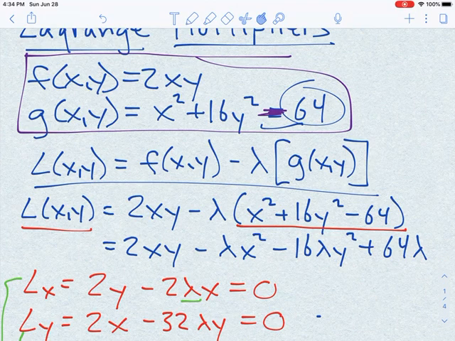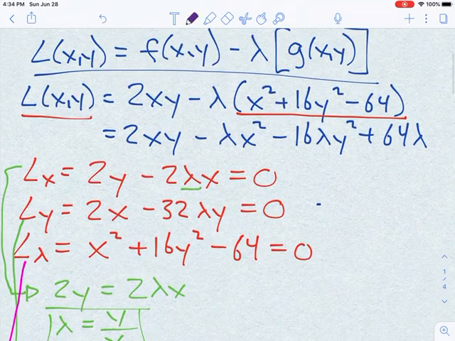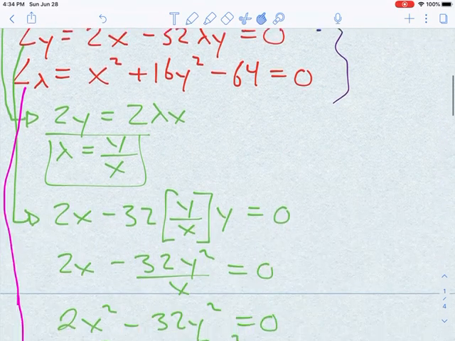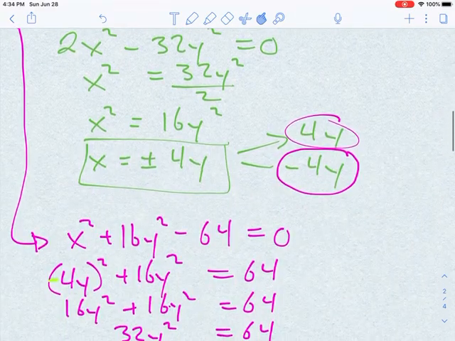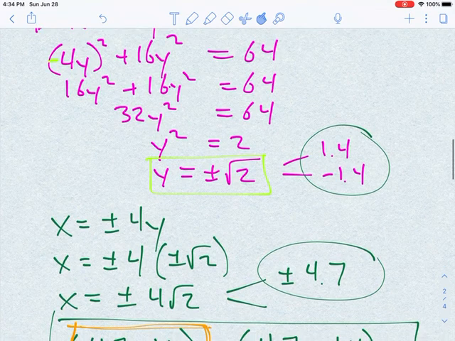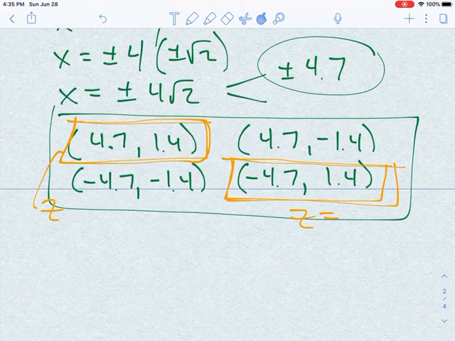Find your partial derivatives. Once you've found your partial derivatives, start solving for x and y. Once you have your x and y, you put them together in all the various combinations, and then figure out the appropriate combinations to answer the questions. All righty.